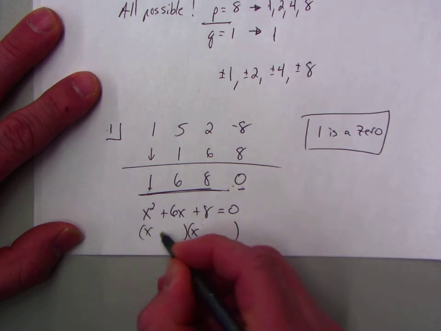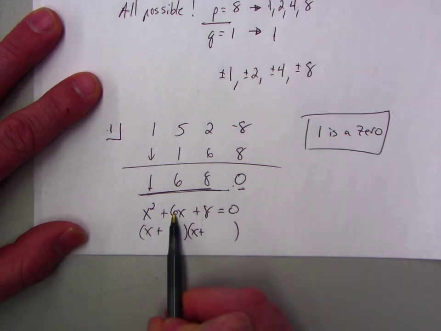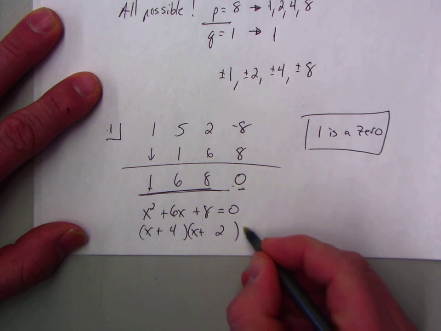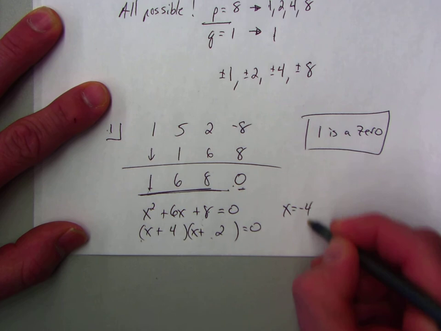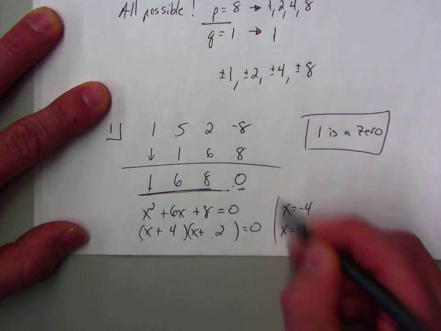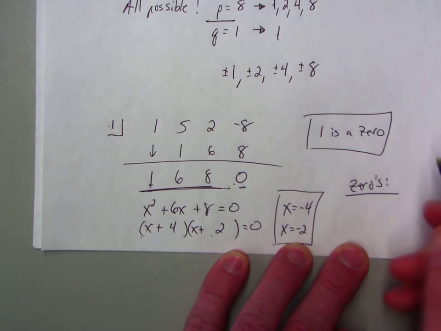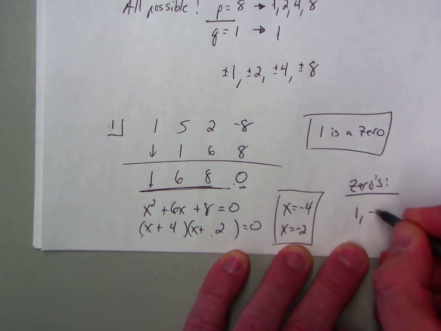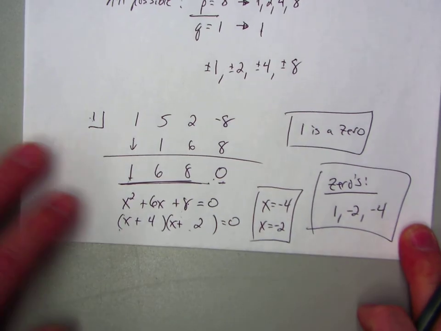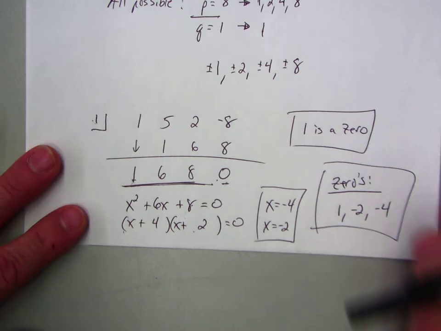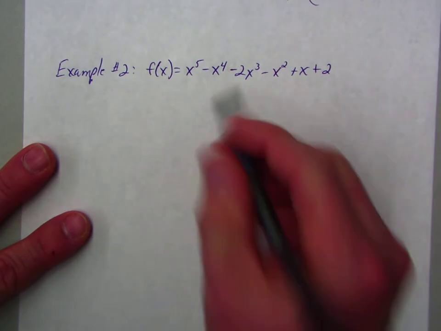So we got x, both be pluses. Factors of 8 that if I add will give me 6. That's 4 and 2. Set each one equal to 0. So x is equal to negative 4 and x is equal to negative 2. So my zeros are 1, negative 2, and negative 4. And there they are, and there's 3. All right. Let's try another example. Okay, here I have a degree of 5.